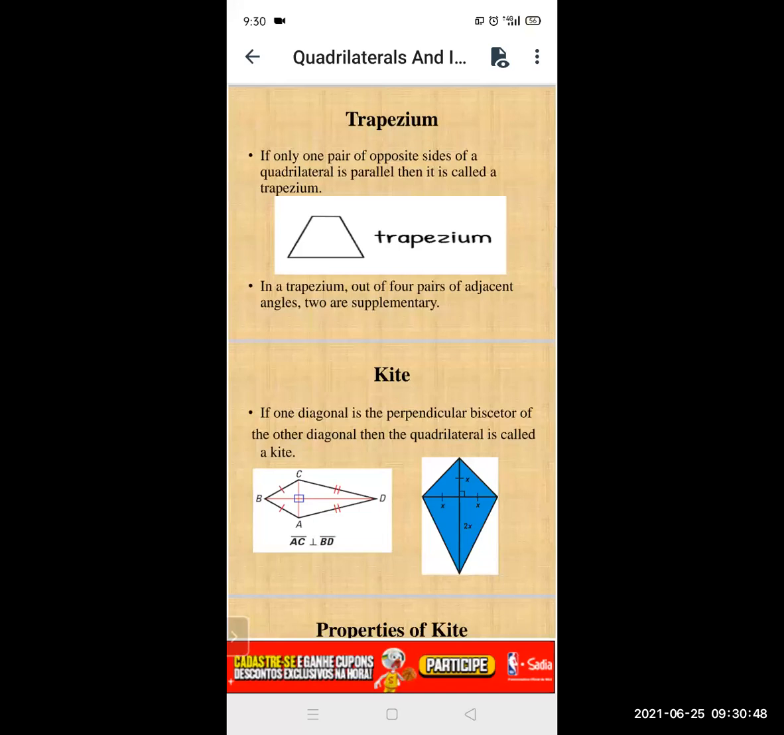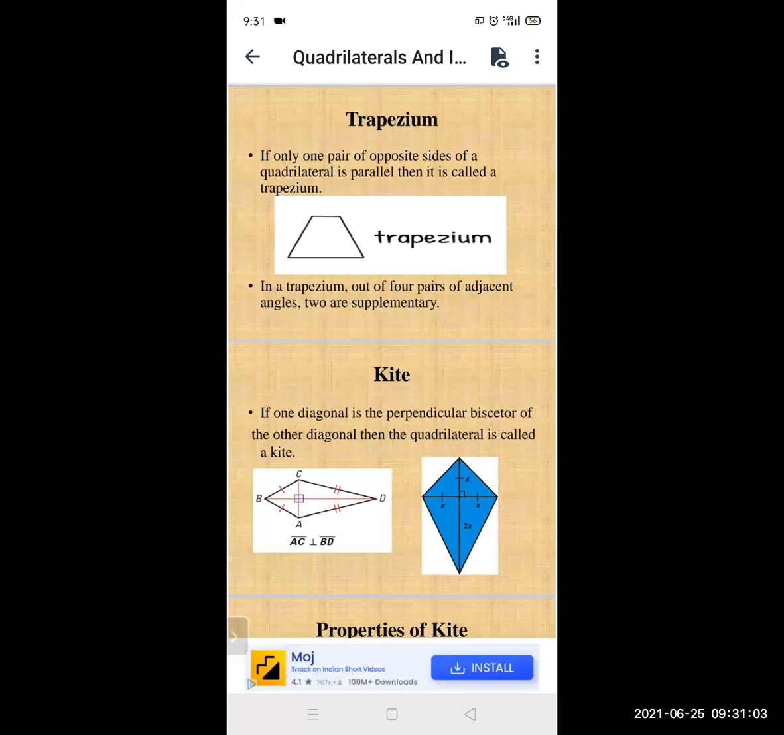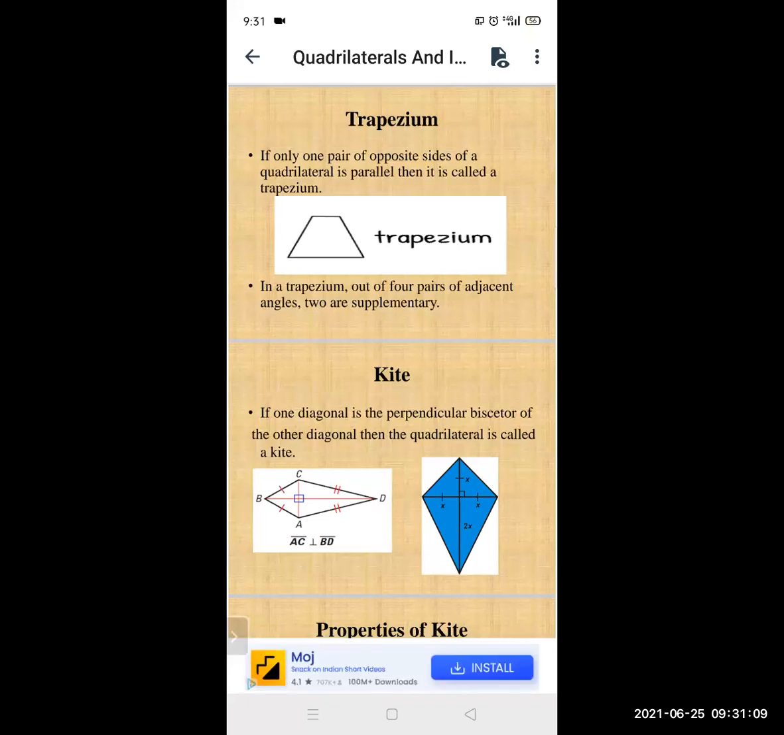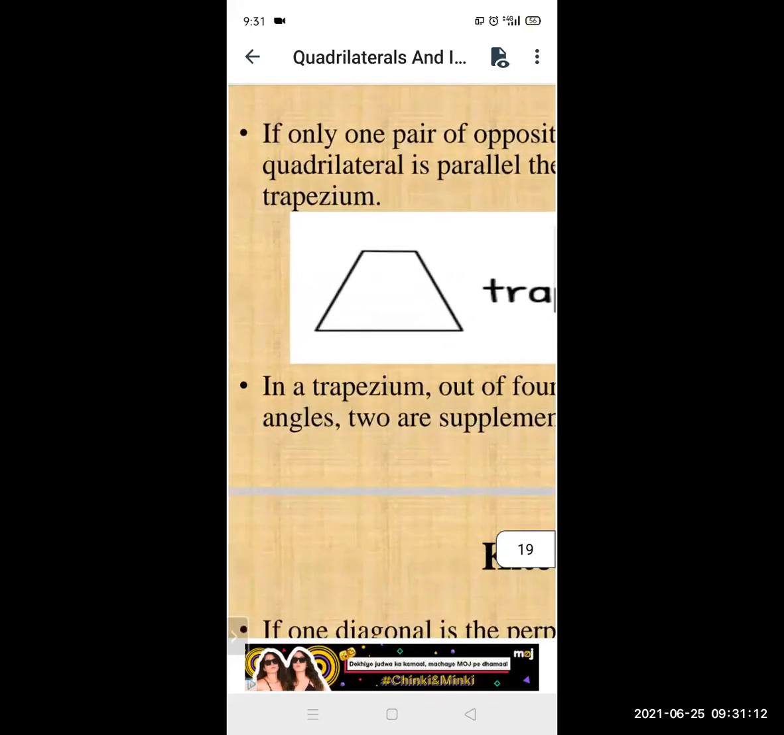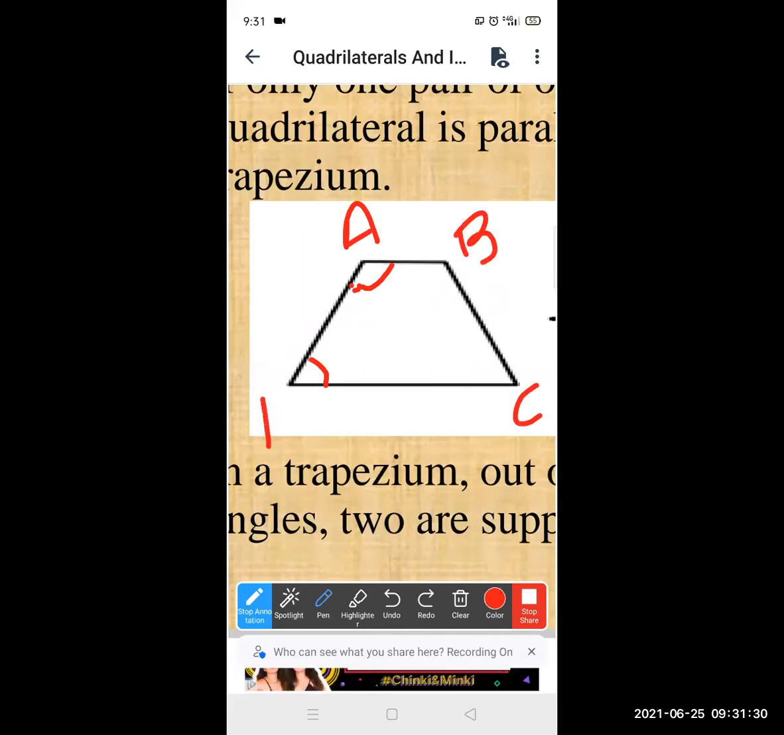Among the pairs of adjacent angles, only two are supplementary. This is the only property of a trapezium: out of the four pairs of adjacent angles, only two are supplementary. Which two? The angles formed inside the trapezium. See here, this is a trapezium. I am showing which two angles are supplementary. This angle and this angle are supplementary, which means their addition is 180 degrees.